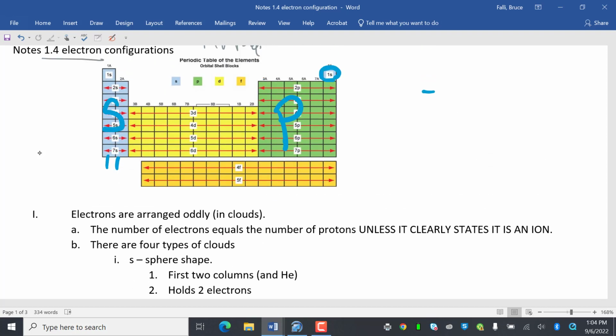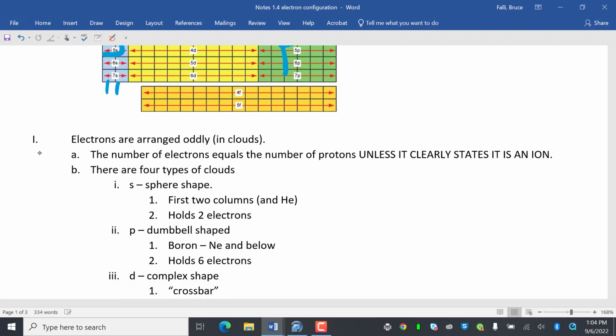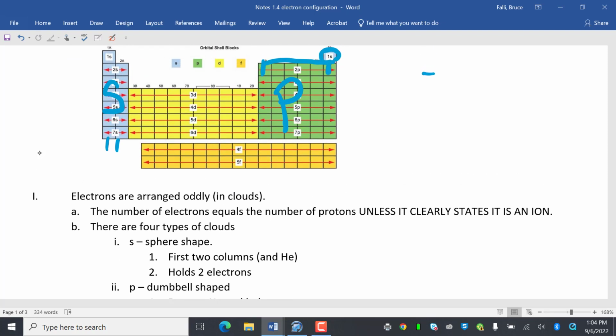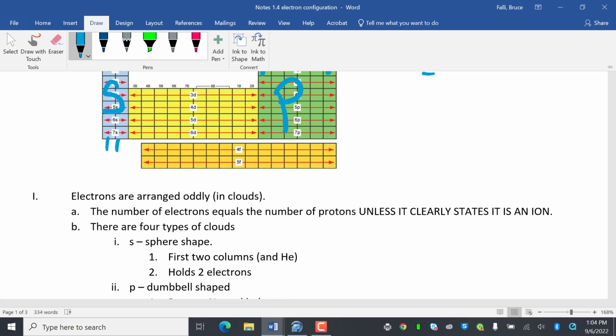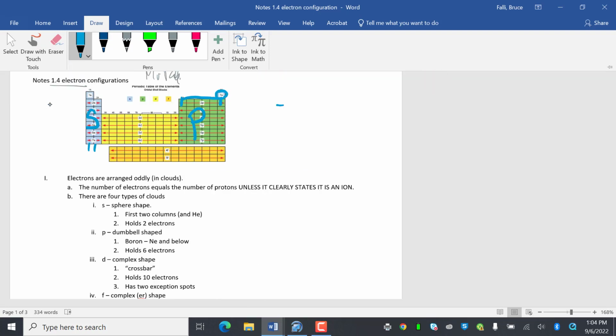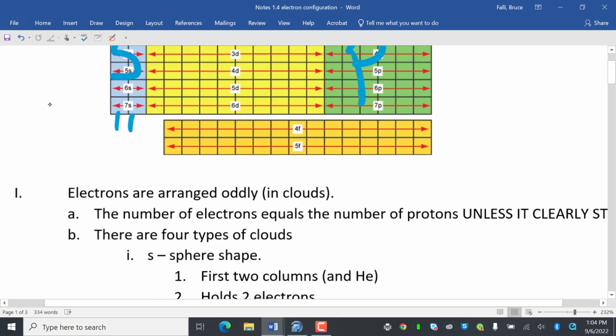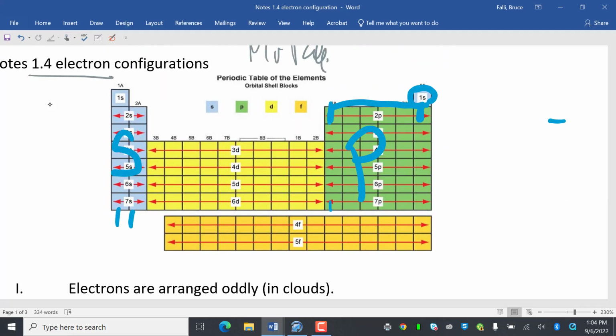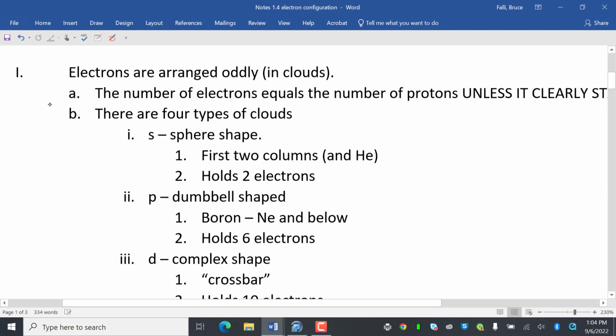Boron, right? So here's boron, all the way down to neon, and below. It holds 6 electrons. Now, here's something that helps you figure out it holds 6. So here's 1, 2, 3, 4, 5, 6 columns. Remember, S holds 2. There's 2 columns, right? So counting the columns tells you how many.